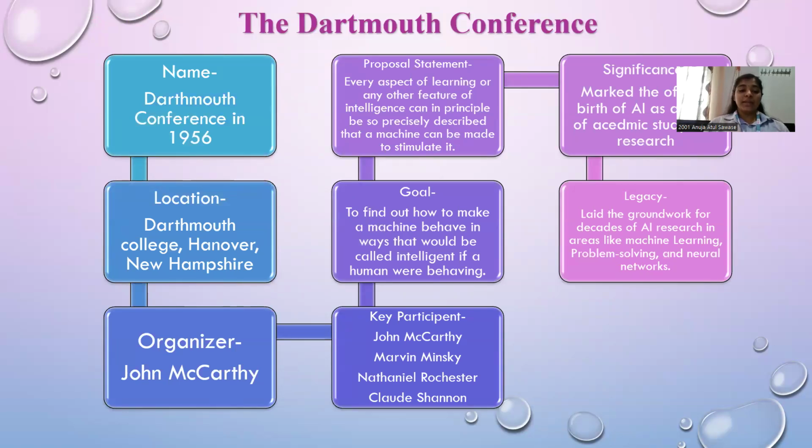Location: Dartmouth College, Hanover, New Hampshire. The goal of the Dartmouth Conference was to find out how to make a machine behave in ways that would be called intelligent if a human were behaving that way. Its legacy: it laid the groundwork for decades of AI research in areas like machine learning, problem solving, and neural networks. The organizer was John McCarthy. Key participants were John McCarthy, Marvin Minsky, Nathaniel Rochester, and Claude Shannon.